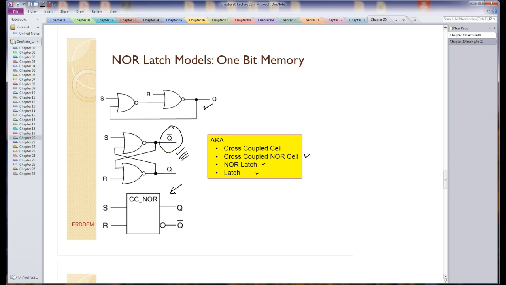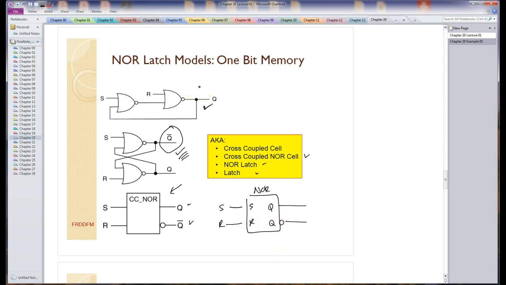Now the issue here in this black box diagram is that the outputs of NOR cells, or cross-coupled cells, are complementary outputs. So here we have Q and here we have Q bar. This is probably not the best way to draw this thing. It should have been written like this. They're both Q outputs. One's positive logic and one's negative logic. Maybe a better way to draw this thing.